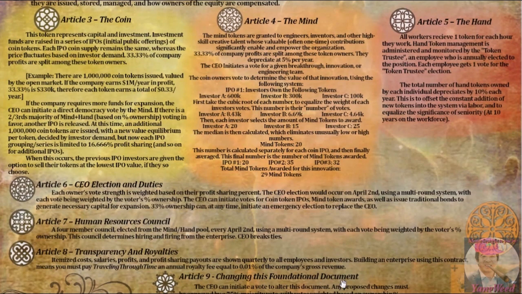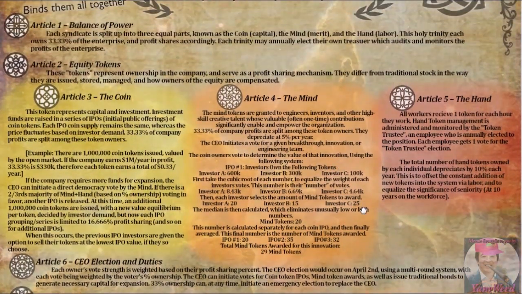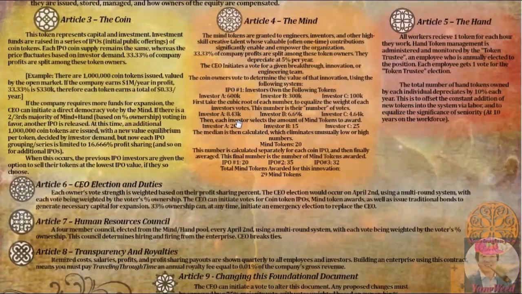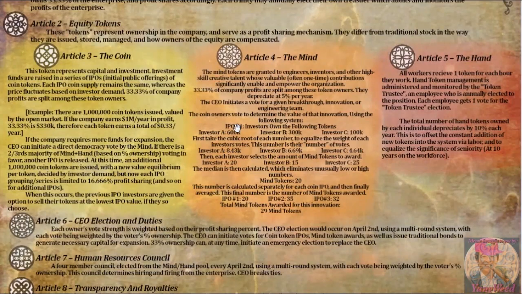Changing this foundational document, Article 9. The CEO can initiate a vote to alter this document. Any proposed changes must be approved by a 75% majority vote, with votes weighted based on percent ownership. So there's a lot of voting and there's a lot of democracy here, and it's all within this corporation. It's all within this singular institution.